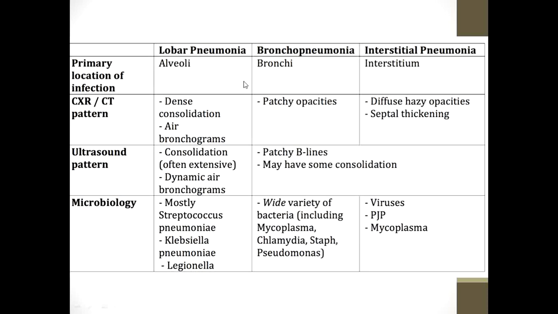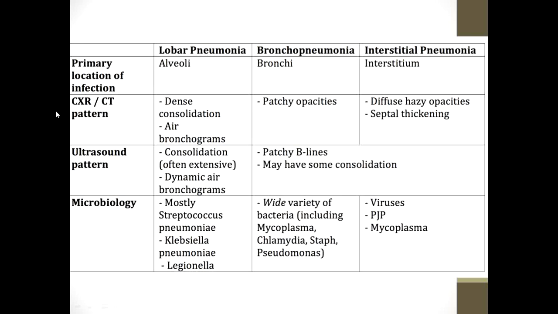If we compare lobar pneumonia with bronchopneumonia and interstitial pneumonia, the primary location of infection in lobar pneumonia is in the alveoli, in bronchopneumonia it is in the airways like bronchi, and in interstitial pneumonia it is within the interstitium of the lungs.